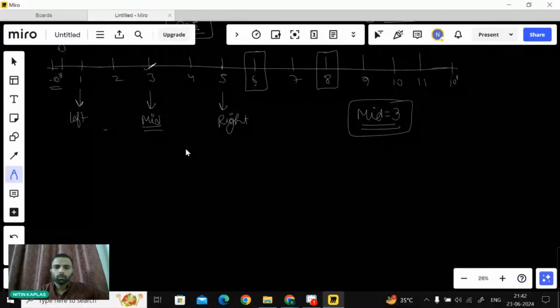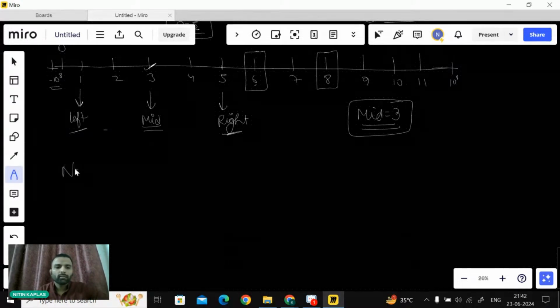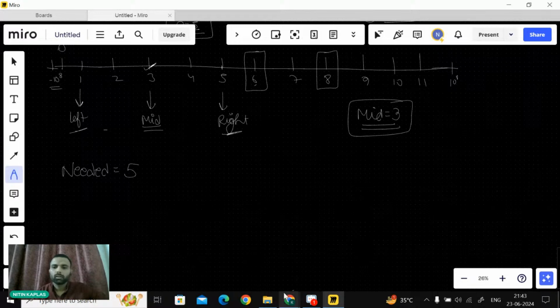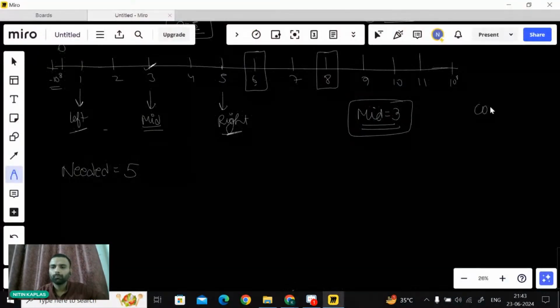Now, my mid is this. My left is this, my right is this. After that, what is my needed part? It's P. P means how many plots you have to buy right now. It's five. After that, I make a cost which is zero. Why? Because if I make mid equal to 3, for that particular mid, how much cost do I have to pay? That will be zero right now. So let me create zero here.